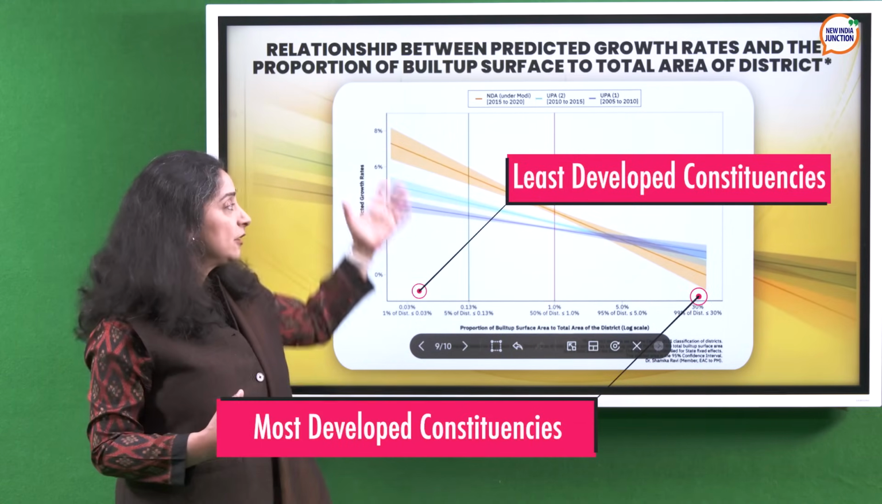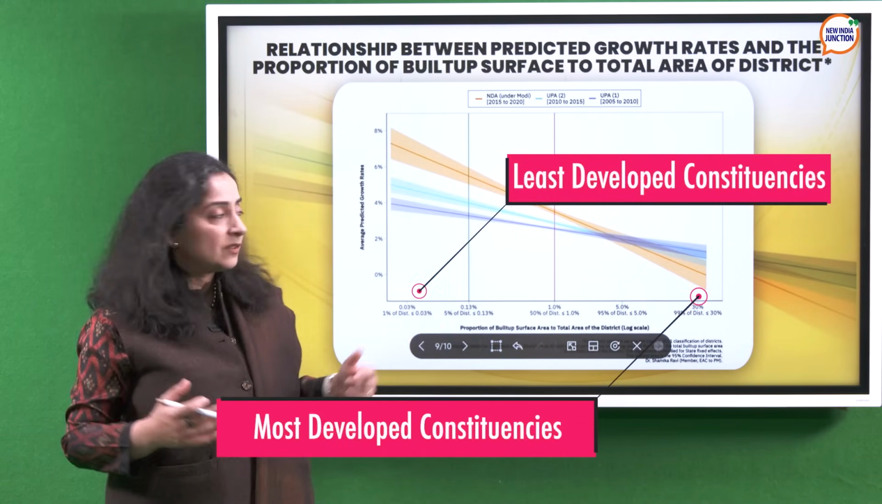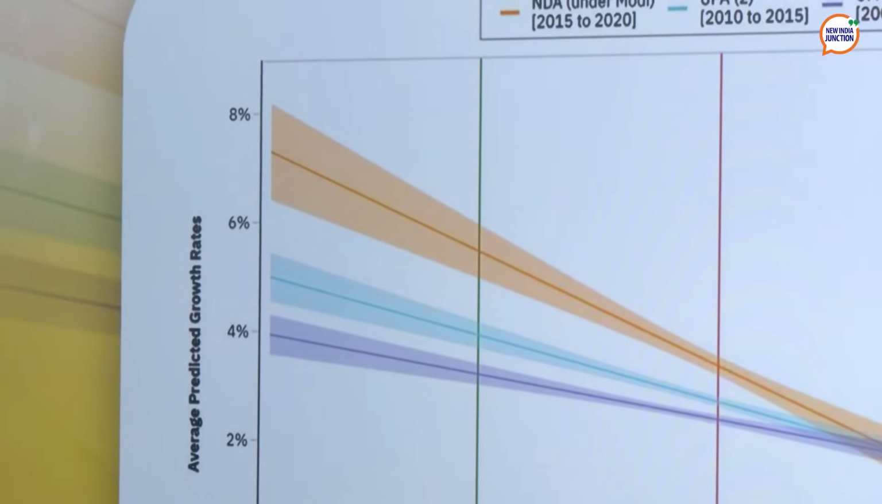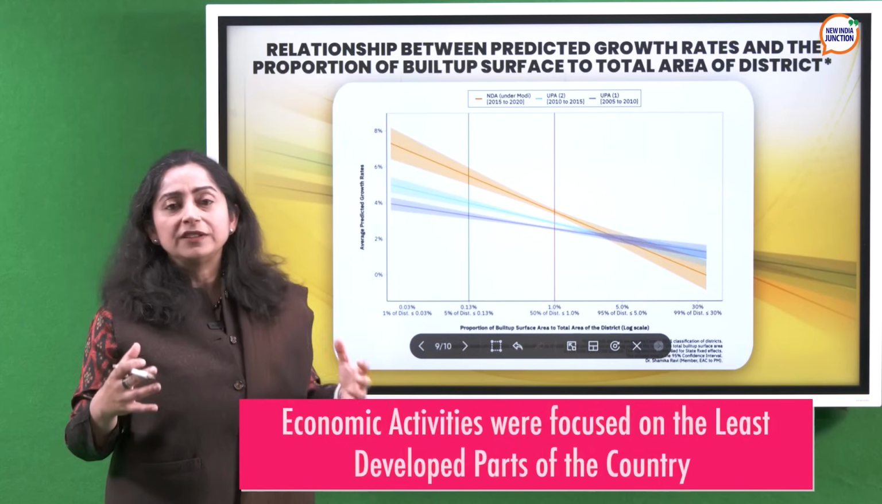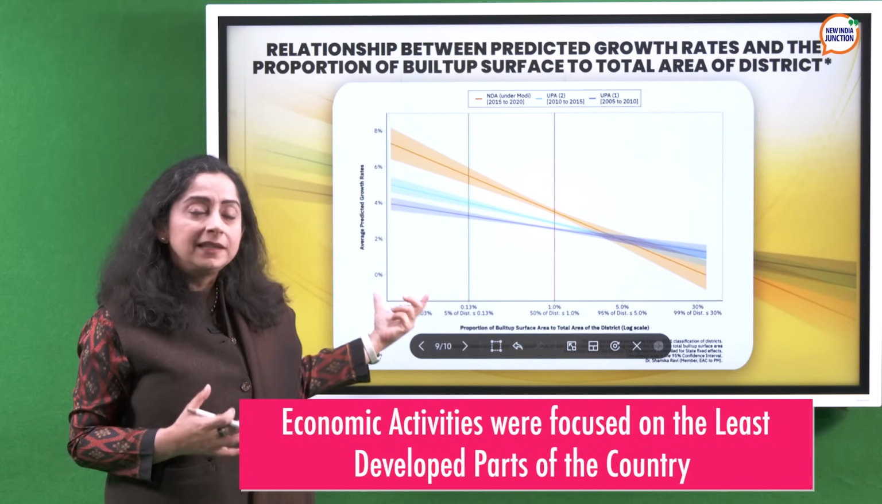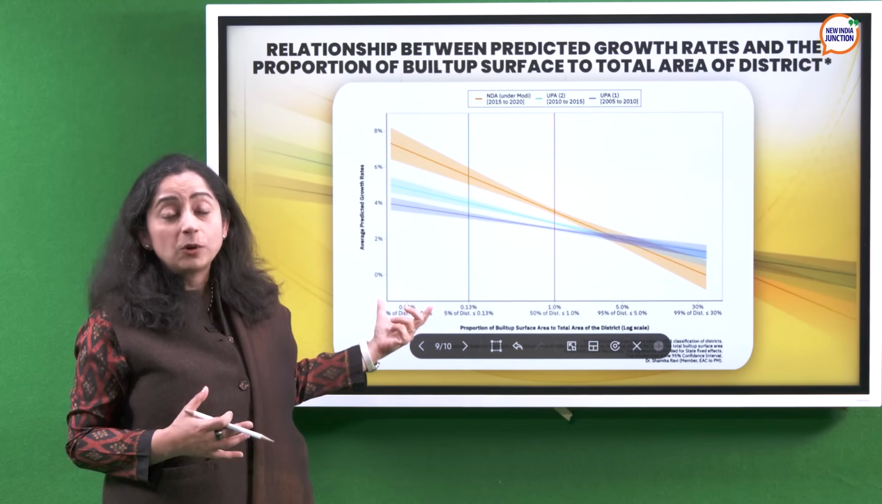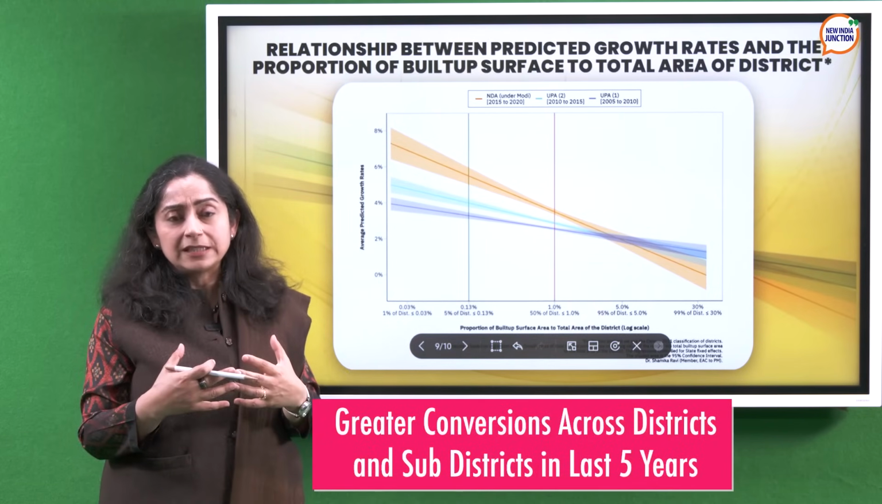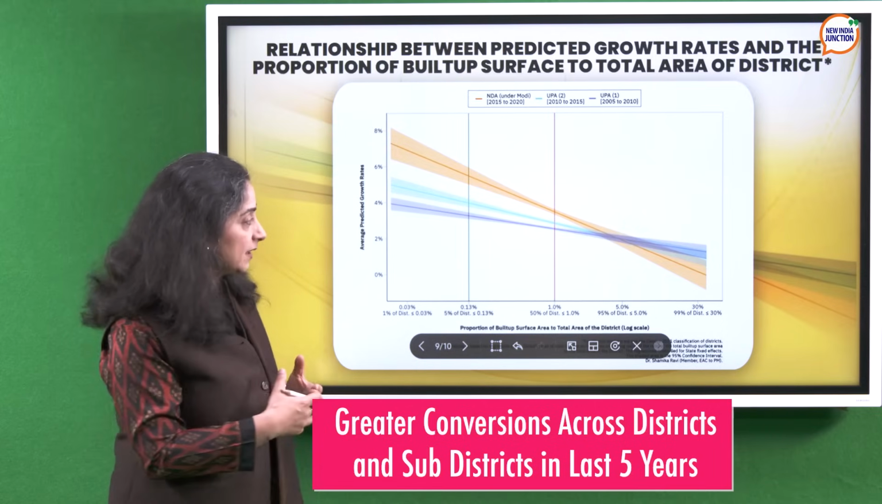And what do you notice across the 3 epochs or the time periods? You will notice much higher reduction in inequality, because a lot of this construction or a lot of economic activity has been focused on the least developed parts of the country. So, again, what we have noticed in the last 5 years have been greater convergence across different sub-districts and districts in the country.